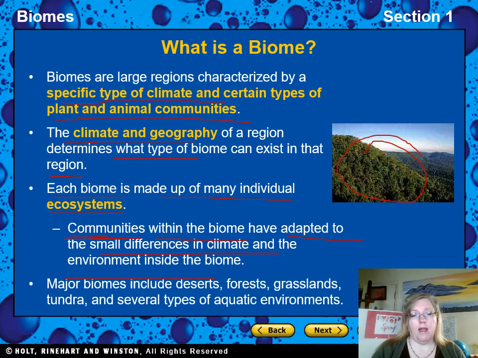And the major biomes, especially the ones we're going to study, deserts, forests, grasslands, tundra, several types of aquatic environments. The aquatic we're going to pick up in Chapter 7. Chapter 6 is just land.